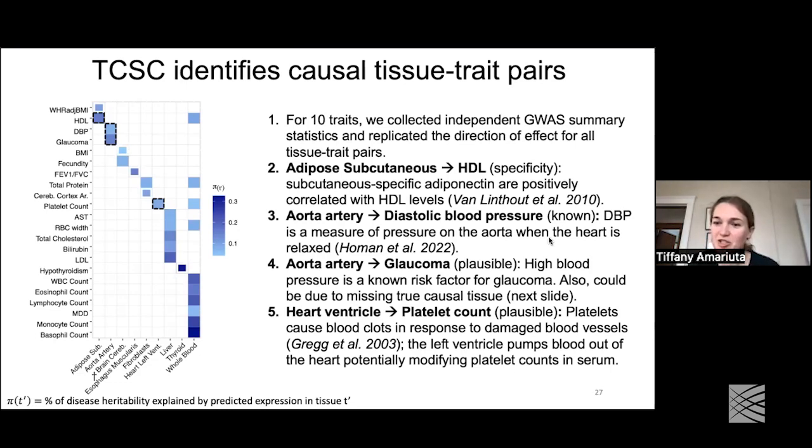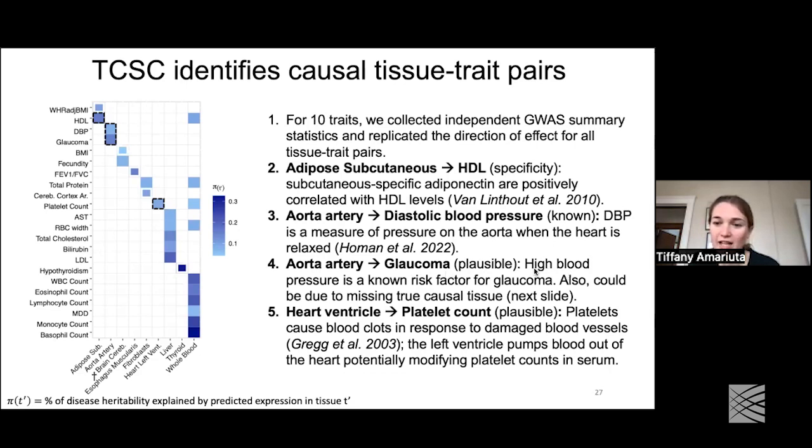And this is good because just by definition, DBP is indeed the measure of how much pressure is exerted on the aorta when the heart is relaxed. TCSC also found that aorta artery was a putatively causal tissue for glaucoma. So I'm labeling this as a plausible, potentially novel association. This is something that hasn't been talked about before.